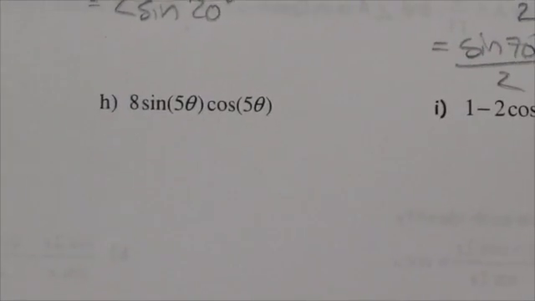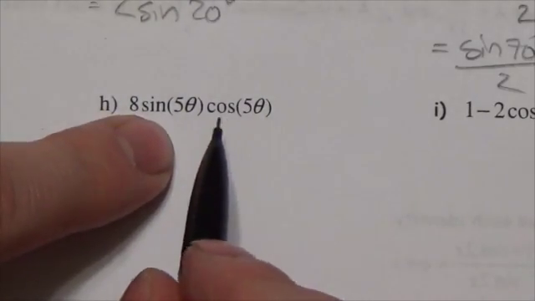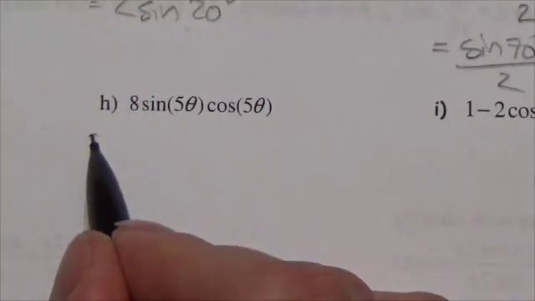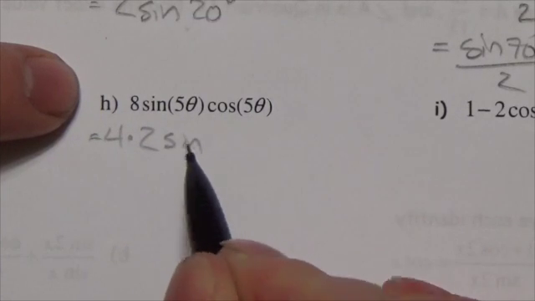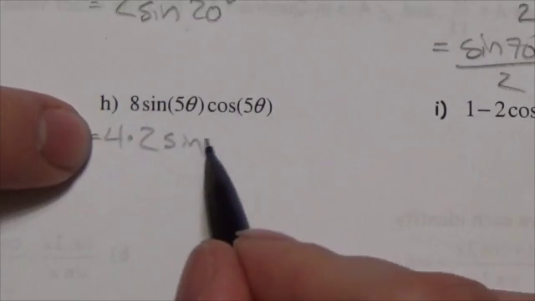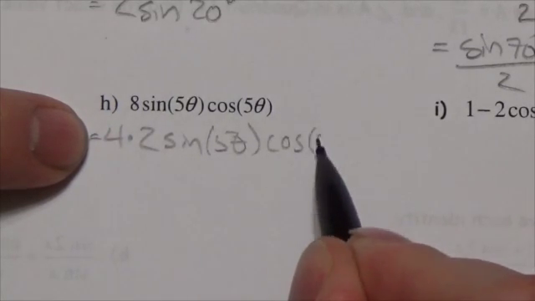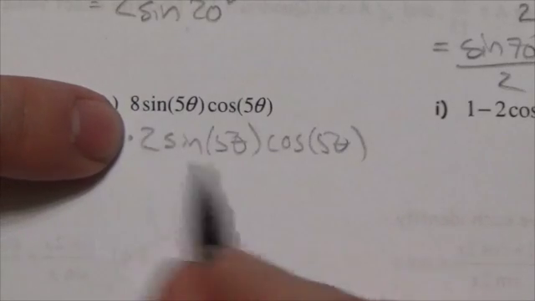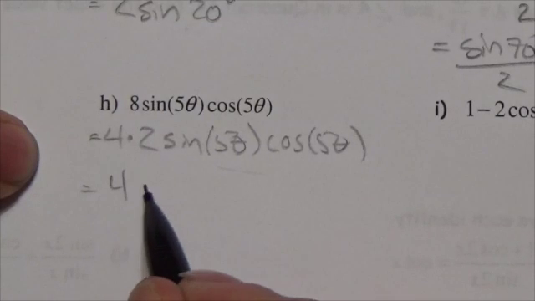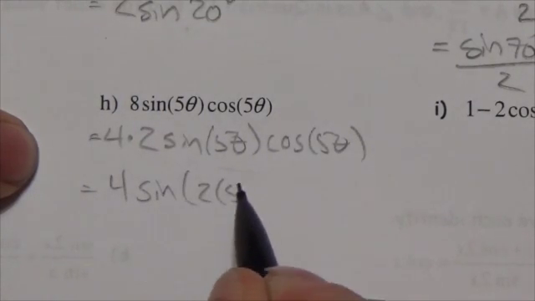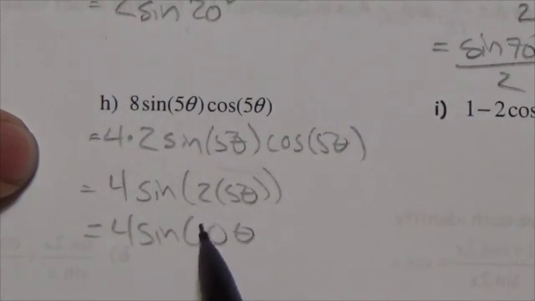Good. Here, 8 sine 5 theta cosine 5 theta. Well, at least the sine and the cosine are written now in the right order. I want this to be a 2, so I'm going to split that up. And so now, I split that up into 4 times 2, so I've got the 2 there. So sine of 5 theta cosine of 5 theta. If I cover up the 4, this is all going to be the sine of twice that. So this will be 4 times the sine of twice that angle. Or in other words, this is going to be 4 times the sine of 10 theta.